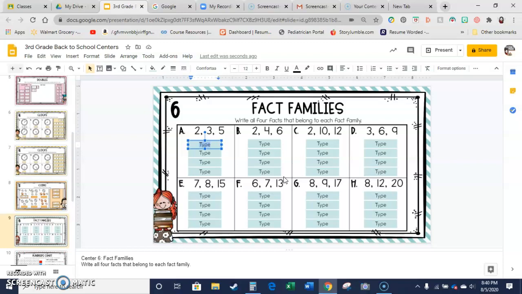I know that 2 plus 3 equals 5. So I click on 2. I'm going to hit Shift and the plus sign to get my plus sign. 3 and then the equal sign, 5. 2 plus 3 equals 5.